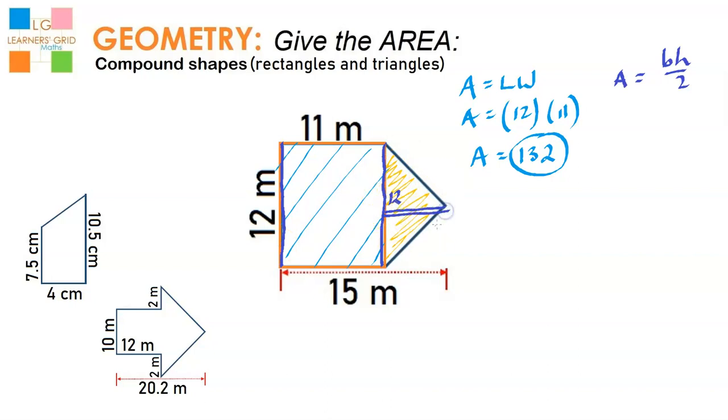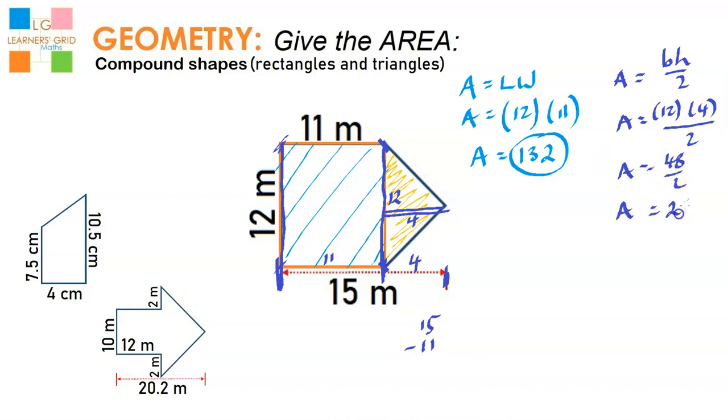The height here? Well, we aren't told the height, but we can figure it out, because from here to here is 15, and I know that from here to here is the same as from here to here, and that was 11. So if from here to here is 11, and the whole thing is 15, 15 minus 11 gives me 4. So I now know that the height is 4. So I can fill this in. Base 12, height 4, and divide by 2. And so that'll be 12 times 4 is 48, divided by 2, and 48 divided by 2 is 24.